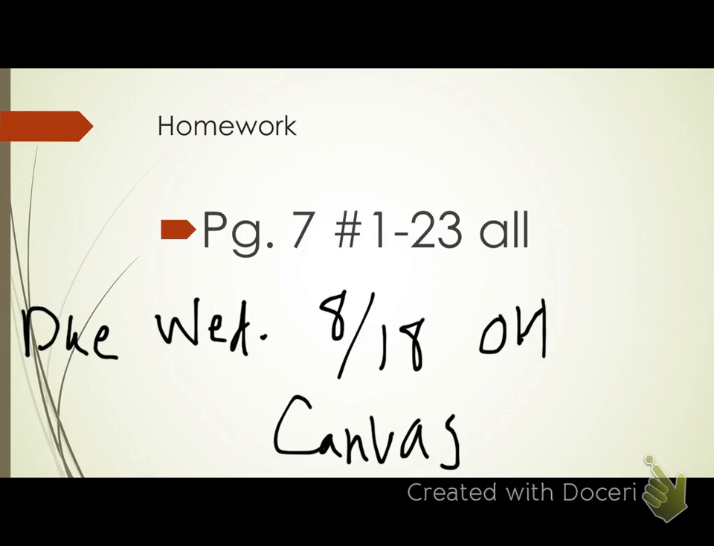Okay. So how you're going to do this is you're going to do your assignment on a physical piece of paper. Get a piece of notebook paper out. Get the correct heading on it. Name, date, period, assignment in the upper right-hand corner. You're going to do 1 through 23 all on page 7 on that sheet of paper. Then you'll upload it to Canvas, a picture of that paper.